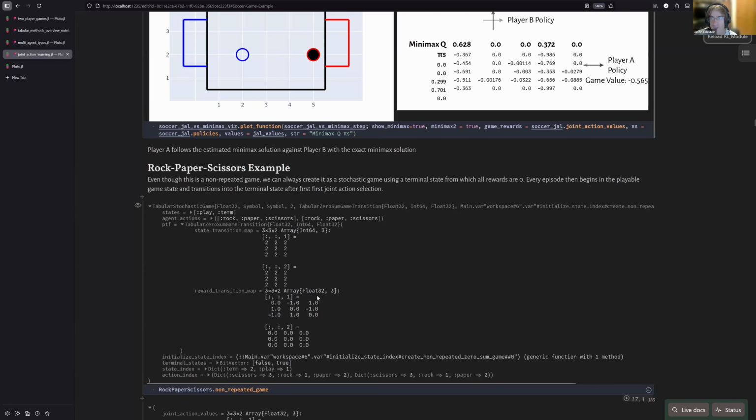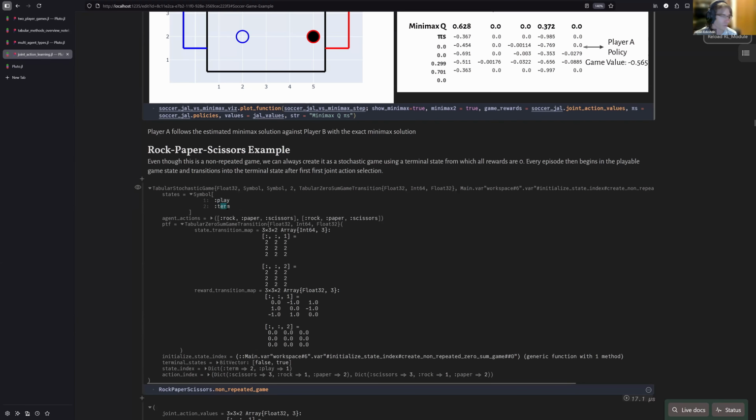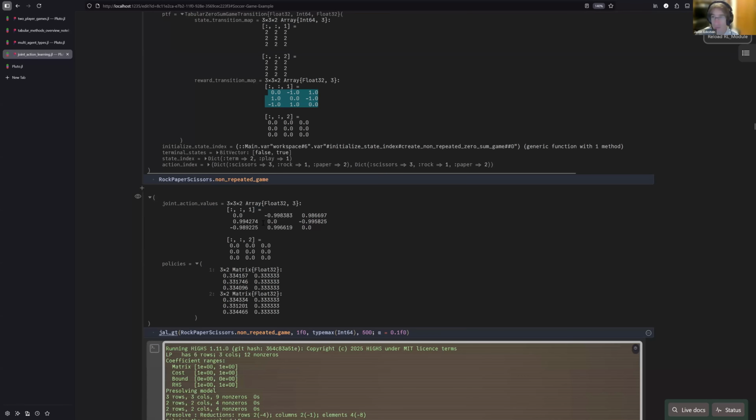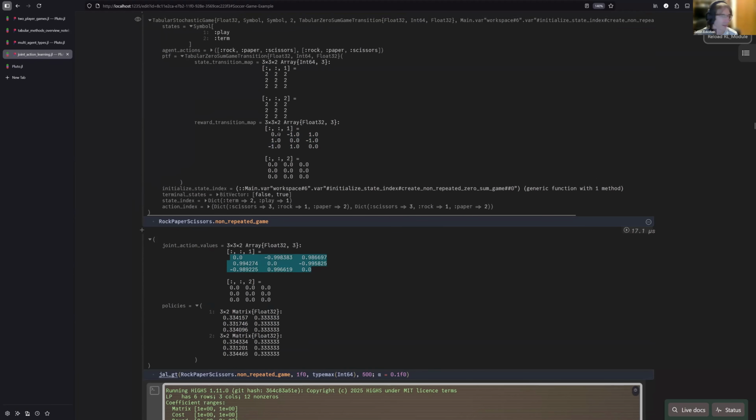We can always write it down as a stochastic game, because then it'll work easily with all these algorithms that we already have. To make it a stochastic game, we just need to create two states: a play state and a terminal state. The play state is the one where we have the rock, paper, scissors reward values, and the terminal state is just where the values are all 0. So this effectively is just a trivial stochastic game where we always play in the same state over and over again. If we apply this joint action value learning, what should happen is that the learned values should converge to the true values.